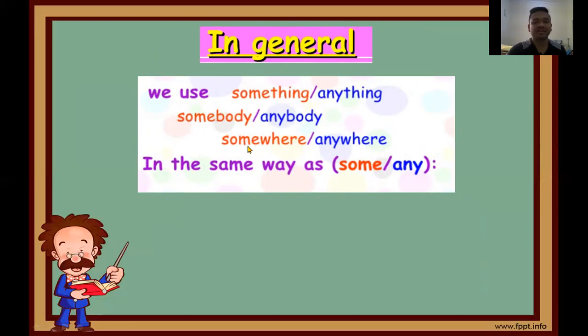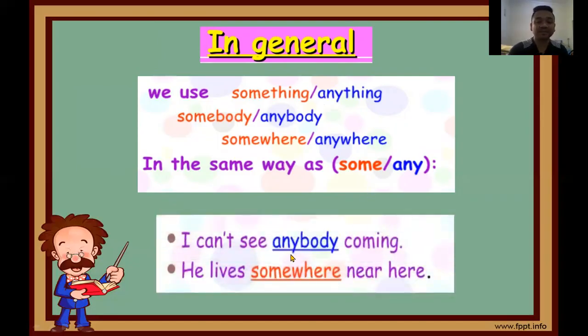Now, in general, we use something, somebody, somewhere, anything, anybody, or anywhere in the same way as some and any. So in general, something, somebody, somewhere, anything, anybody, anywhere, they have the same usage as some and any, simply because they start with some and any. As easy as that, or as simple as that.